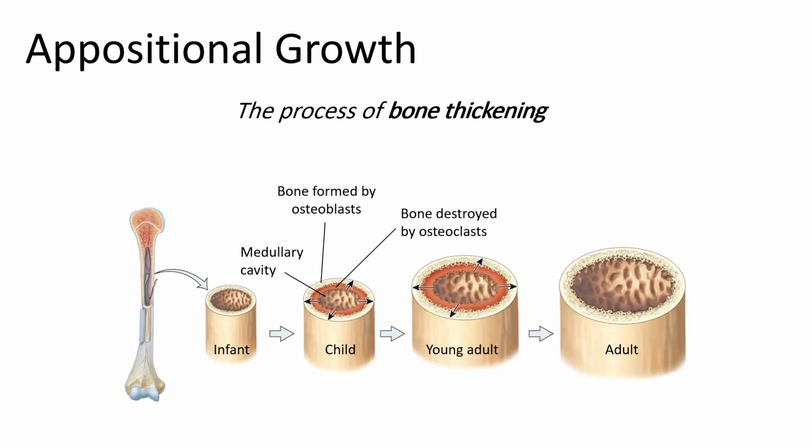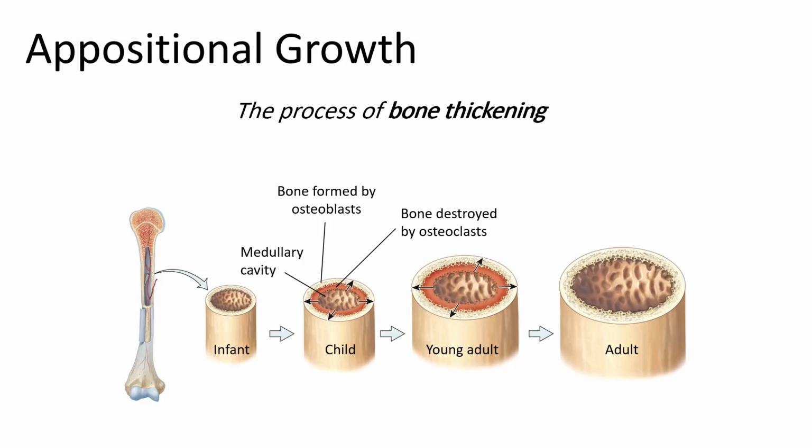When adolescence ends, bones can no longer grow in length. However, they can still continue to grow in terms of thickness, and this process of bones increasing in thickness is called appositional growth. This process involves osteoclasts and osteoblasts working simultaneously.